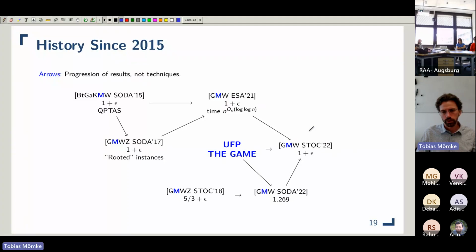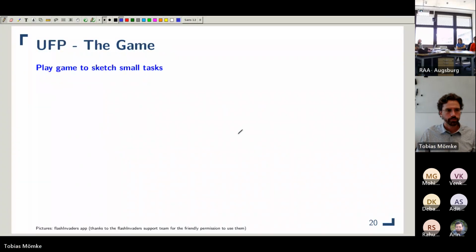So the remaining talk is about how this game works. The generic idea is that we play a certain game to sketch small tasks. We had small tasks and large tasks, and we have to bring them together. We always had the problem of bringing together the LP and the DP. In a way, you can think of it as bypassing the LP and integrating it into the DP. That's the way that I somewhat see it.